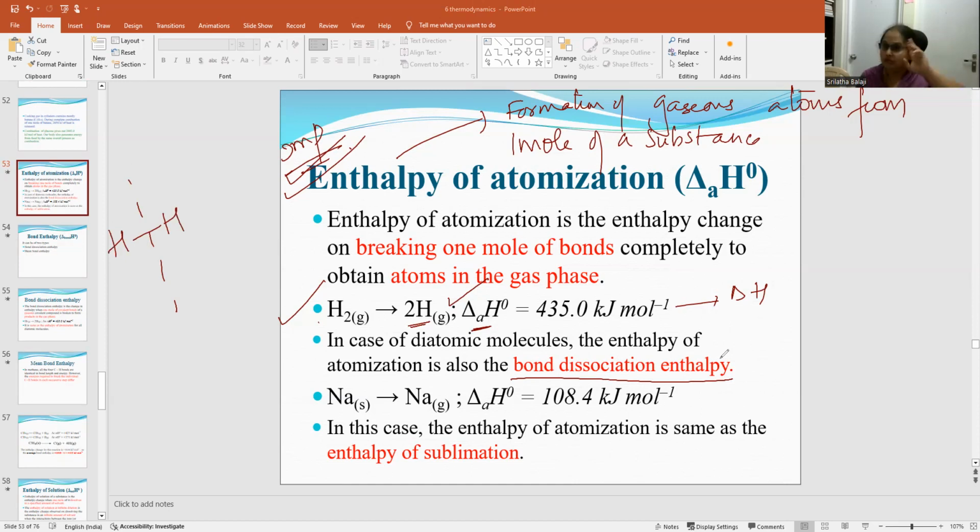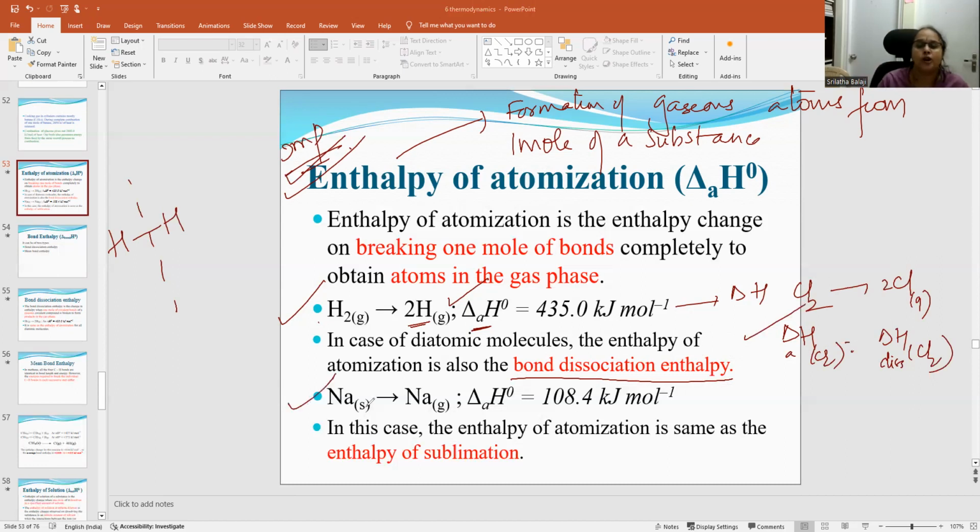Is that clear? So depending on the context, your definition changes. But here, in terms of atomization, I'll call it the enthalpy of atomization. In terms of bond enthalpy, I'll call it the bond dissociation enthalpy of H2. Same thing works. If chlorine is giving 2 chlorine atoms, what will I call this? This is the enthalpy of atomization of chlorine, or I can say the enthalpy of dissociation of chlorine. Both are one and the same. Only the context is different.